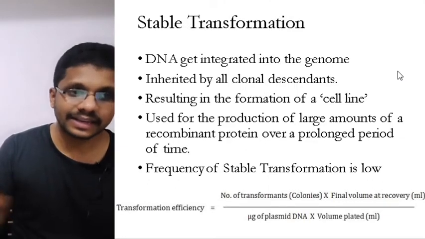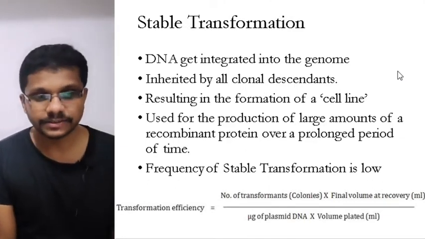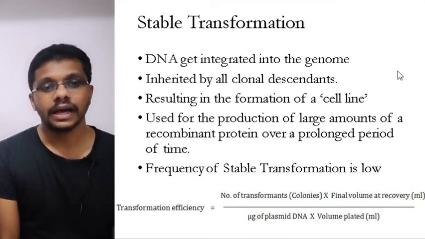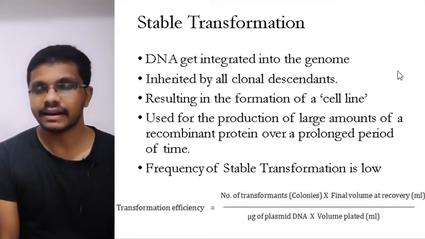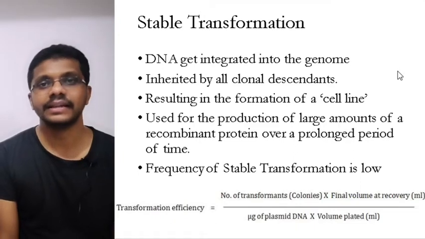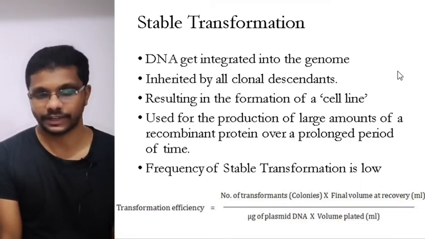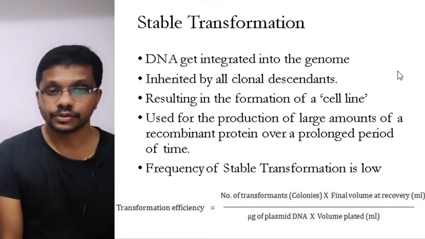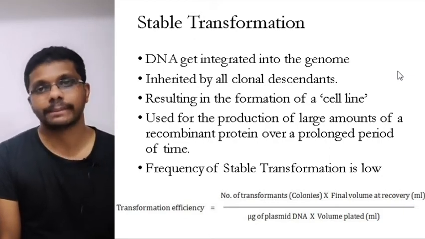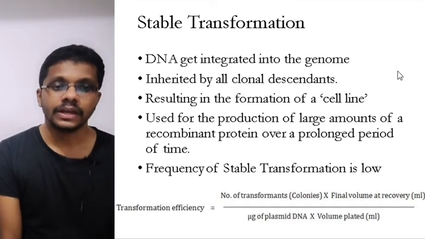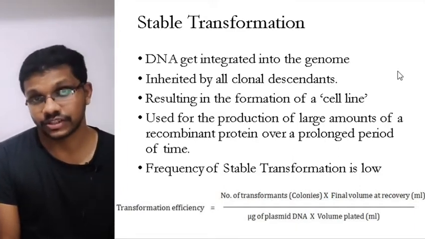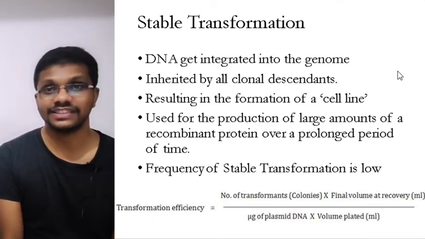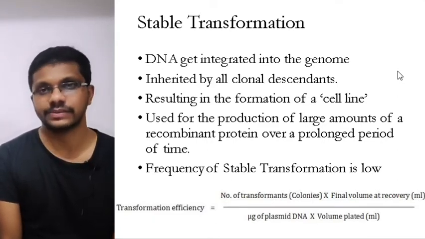In the second type, the stable transformation, the DNA gets integrated into the genome and is inherited as a cell line, and we can actually multiply the cell line and all the descendants will have the property. It results in the formation of a cell line. Then it is used for the production of large amounts of proteins for a prolonged duration of time, and the frequency of stable transformation is really low. So the transient transformation can be achieved easily, but the stable transformation is difficult.